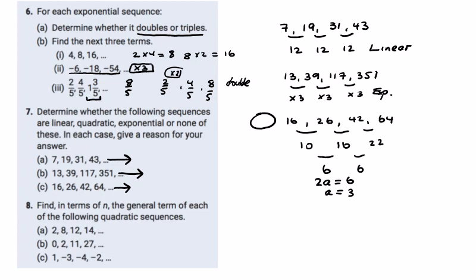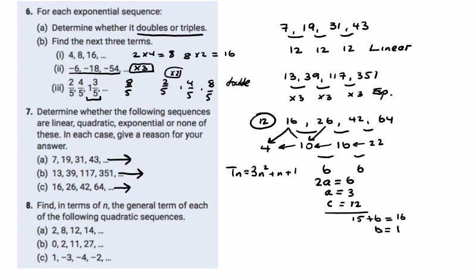What would term 0 be here? 22, 16. 16, 10. 10 would go to 4. And 16 minus 10 is 6, so 10 minus 6 is 4, and 16 minus 4 is 12. So C equals 12. And then these two added together, A plus B plus C is equal to term 1, which is 16. So B is equal to 1. So Tn is equal to 3n squared plus 1n plus C, which was 12. Check term 2 to know you're right. 3 times 4 would be 12. Putting 2 in for n, plus 2 plus 12 is 26, which is term 2. Practice your quadratics, become experts.